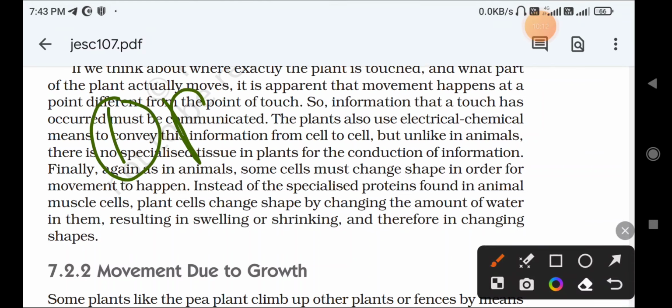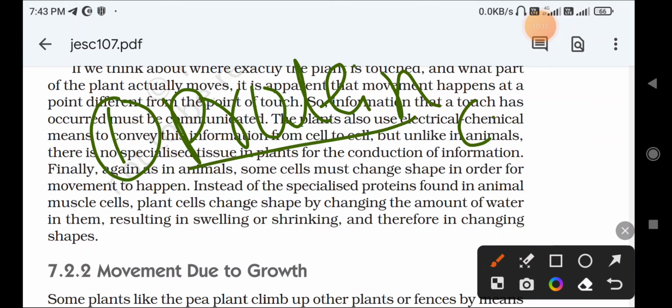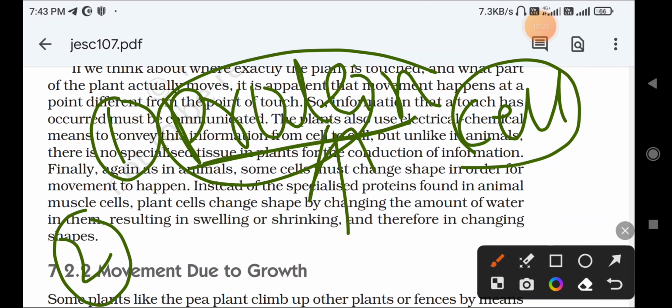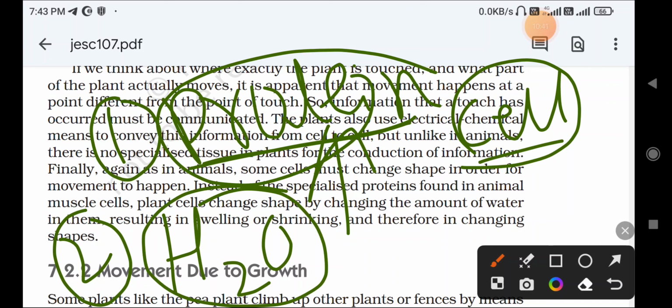Animal cells change their proteins to move the cell, correct? Animals have proteins, so they can easily move the cell by changing the protein. But in the case of plants, there is no cell, there is no protein. So then how do they move the information? Simply by changing the amount of water in them. Remember that, very important.